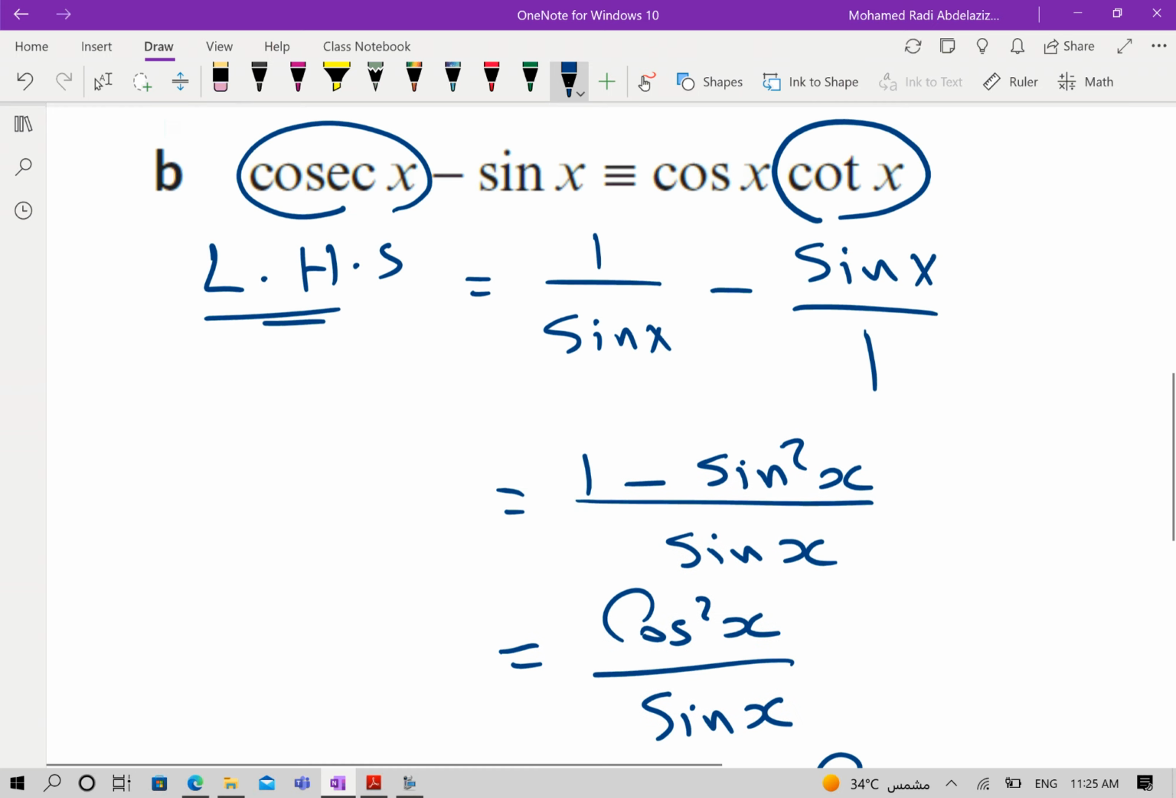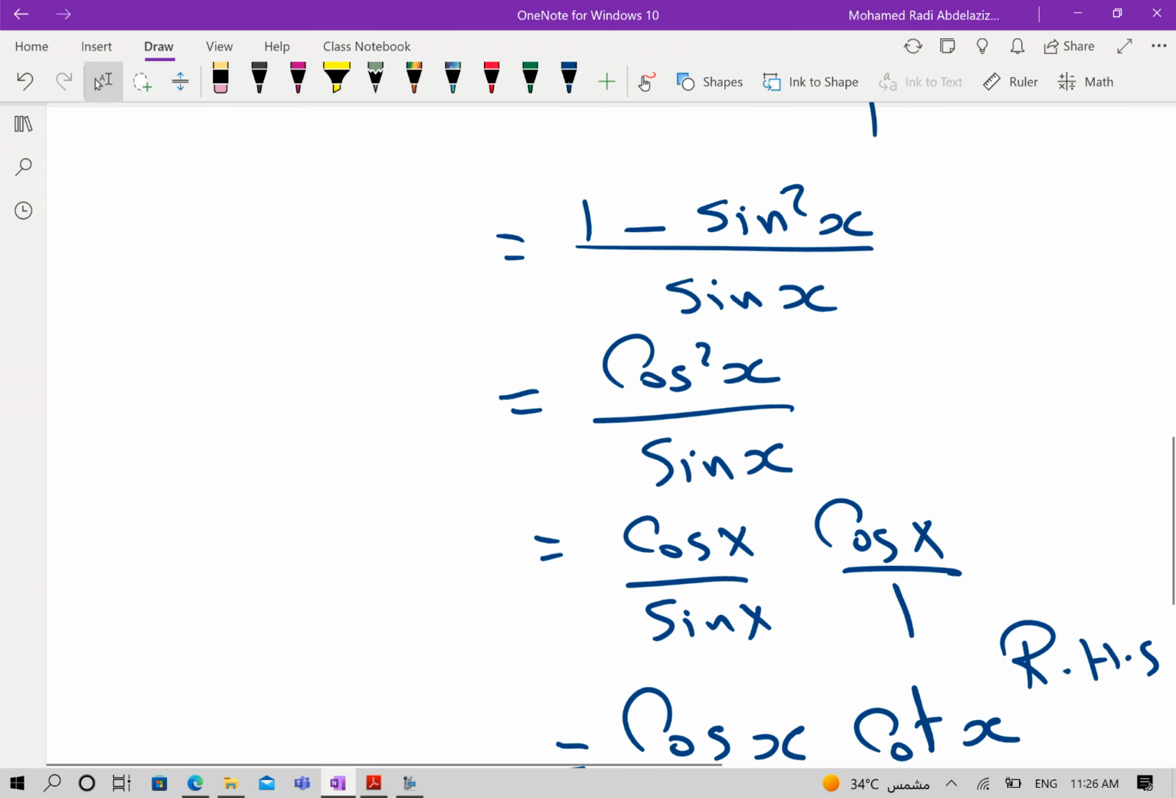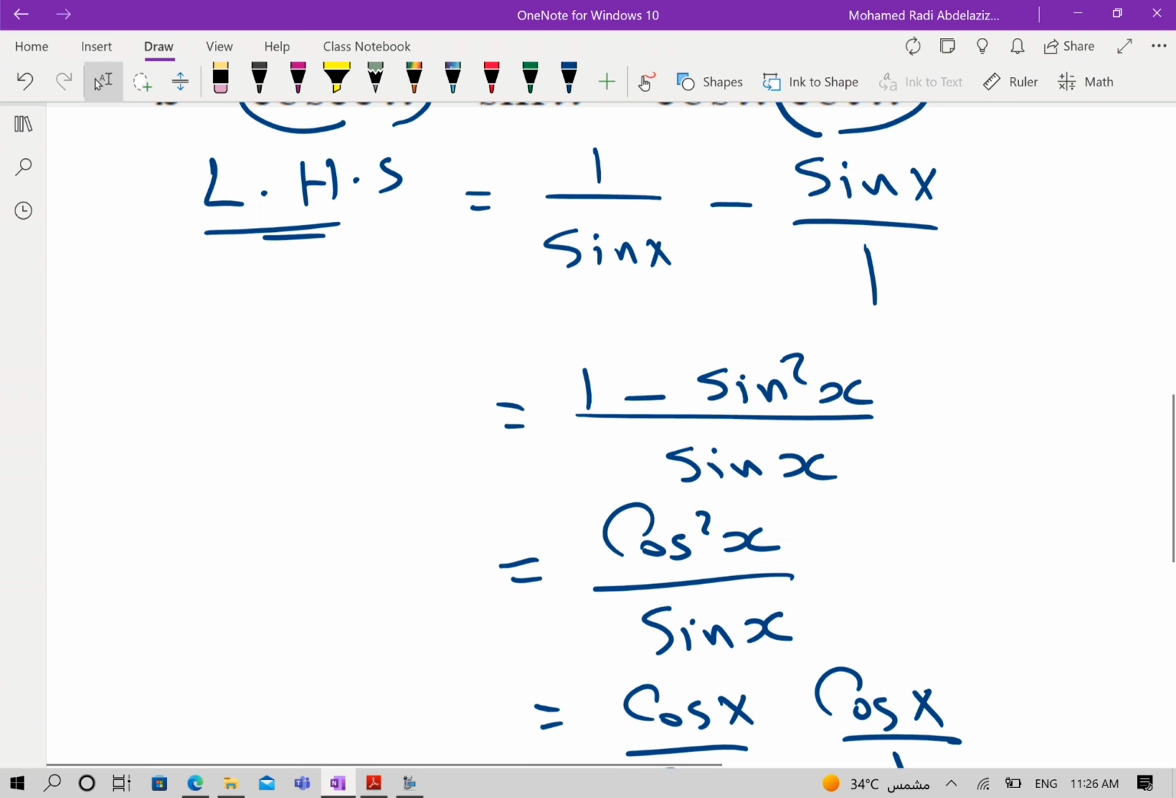Again, how to prove identity? I prefer to start with the big side, the left hand side. Cosec, remove it, 1 over sine. You have two fractions, find a single fraction. 1 minus sine squared will be cosine squared. Now look at the right side. I need to get what? Cotan, so I need to get cosine over sine. So cosine squared, split it into cosine and cosine. Take cosine over sine, which will be cotan, and keep cosine x.